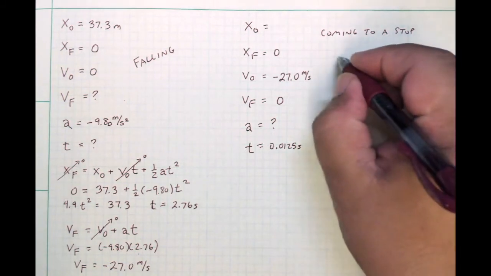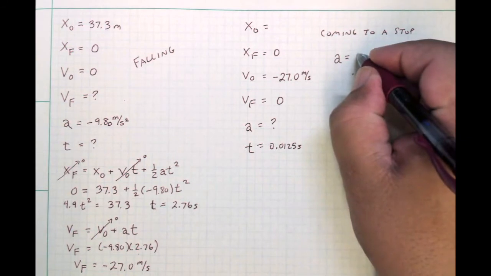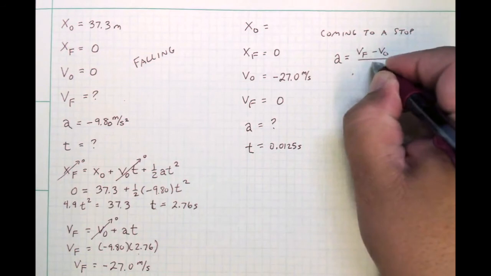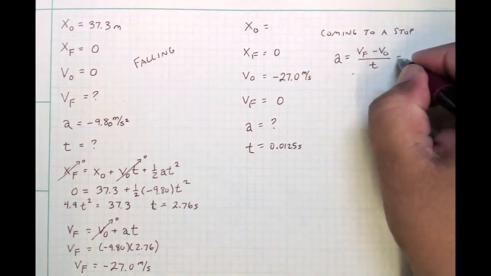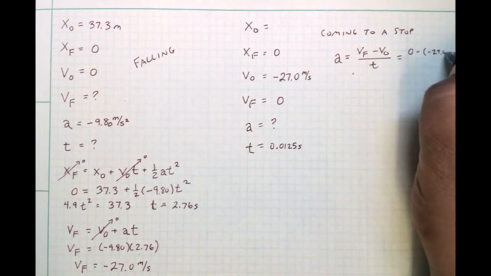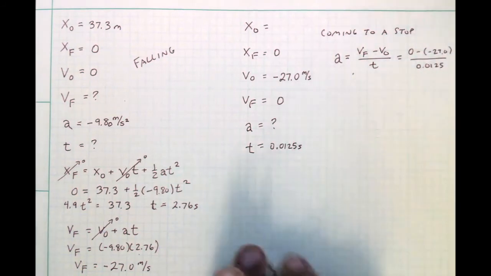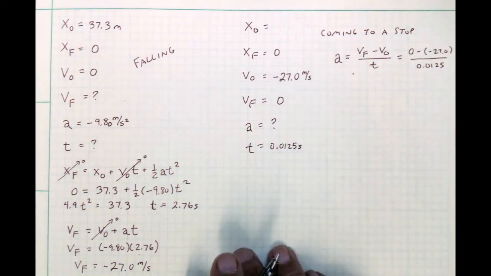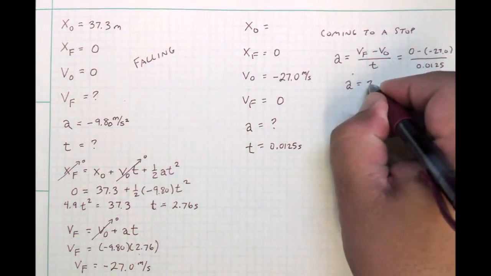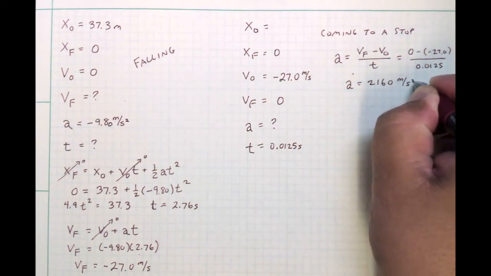So finding the acceleration in this case is just a simple matter of using the definition of acceleration itself. V final minus V initial divided by the time. The final velocity is 0, the initial velocity is negative 27.0, and the time is 0.0125. This gives us a very high acceleration of 2,160 meters per second squared.